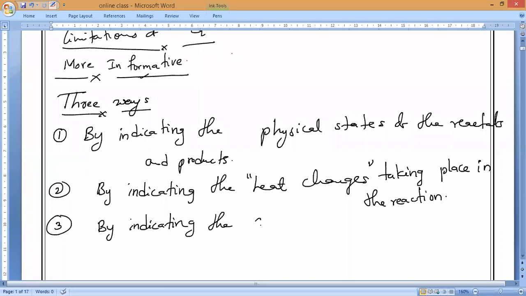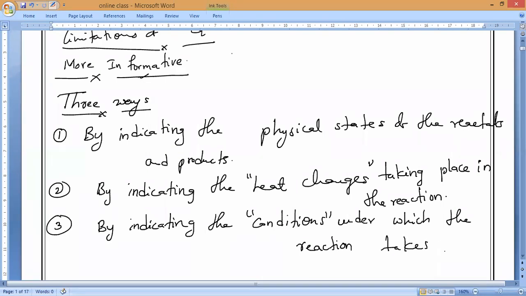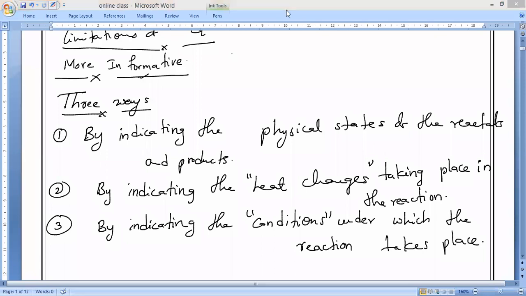Next, by indicating the conditions. What do you mean by conditions? Conditions means temperature and pressure. Understand? The conditions in which the reaction takes place. So these are the 3 methods by which we can make the chemical equation more informative. One is by indicating the physical state, second is by indicating the heat changes, and third is by indicating the conditions required.